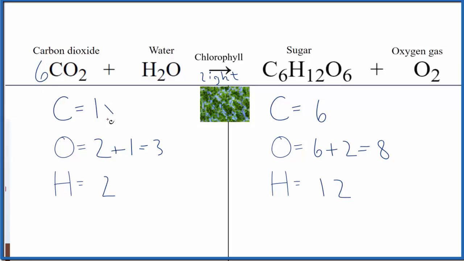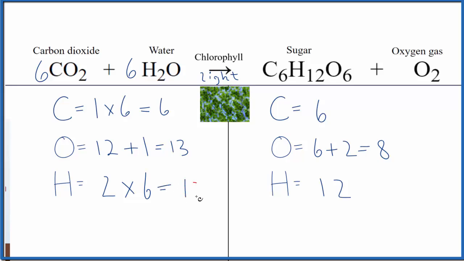1 times 6, that'll give us 6 of those. Those are balanced, but the 6 applies to the whole molecule here. Let's update the oxygens. Now we have 6 times 2, that's 12 oxygens, plus the 1 here. That gives us 13. Okay. Why don't we put a 6 in front of the water? 2 times 6, that would give us 12. The hydrogens are balanced. Let's update the oxygens. 6 times 2 is 12, plus 6 times the 1, that's 6. Now we have 18.